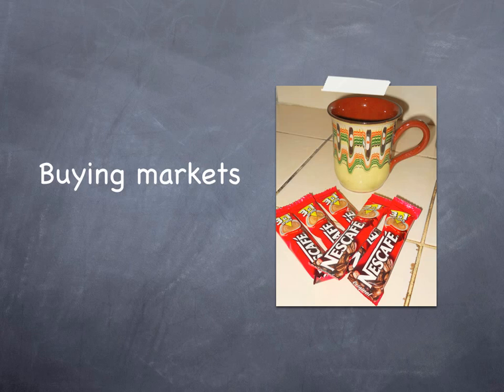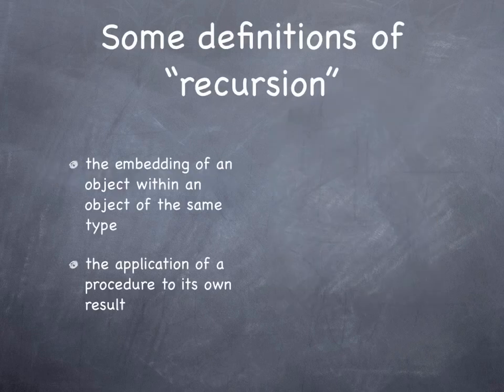But what do we mean by recursion? Recursion is an ambiguous term. There are two meanings that are relevant for this course. Both meanings are closely related, so for practical purposes we don't always have to distinguish them. Fiske uses the word recursion to mean the embedding of an object within an object of the same type.